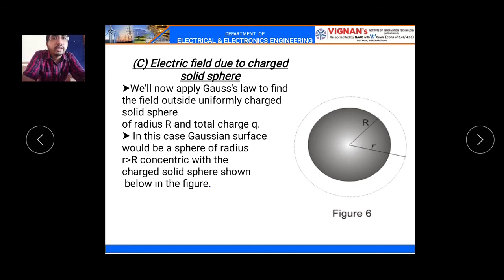Next, electric field due to a charged solid sphere. So we are imagining a sphere of radius r, and this is the Gaussian surface, and the small r value is greater than capital R. You can clearly observe.